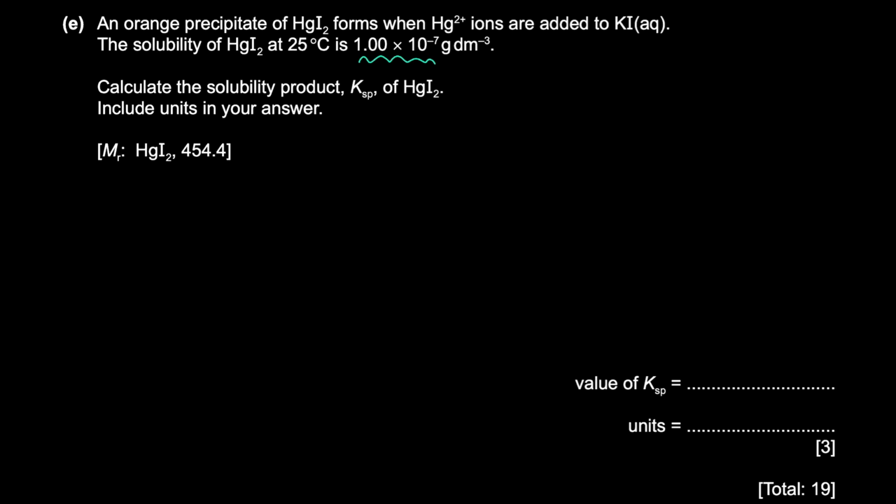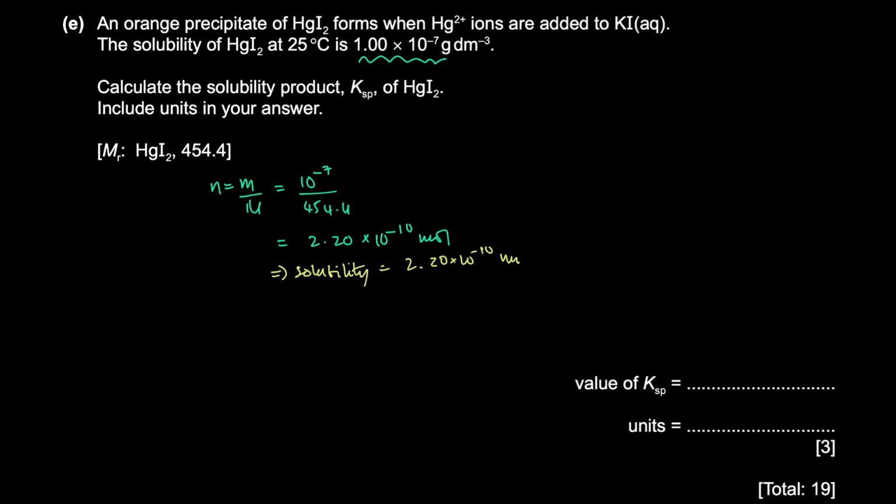So first, let's convert the grams per decimeter cube into moles per decimeter cube. We have 1 × 10^-7 grams per decimeter cube. The number of moles is equal to mass divided by the molar mass, that is 10^-7 divided by 454.4. So how many moles does that come out to per decimeter cube? We get 2.20 × 10^-10 moles. So the solubility in moles per dm cube is 2.20 × 10^-10 moles per decimeter cube.